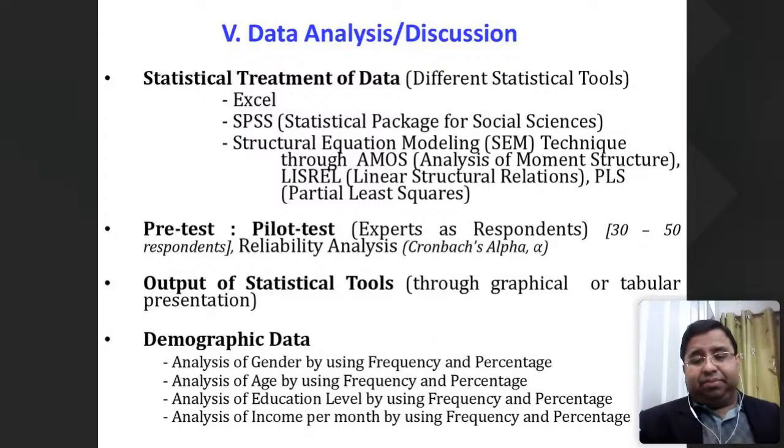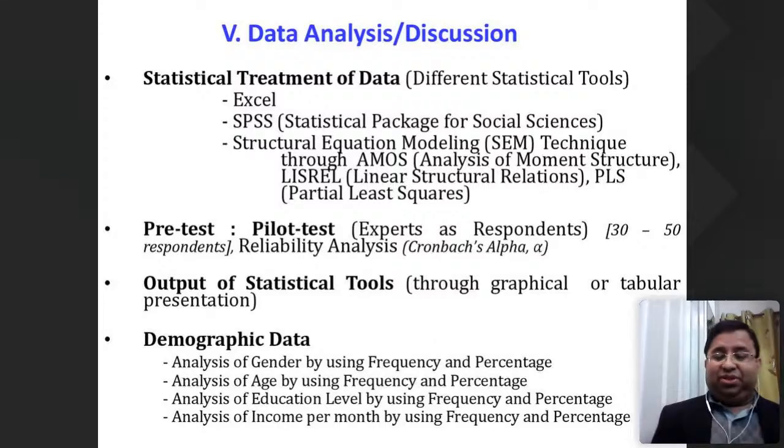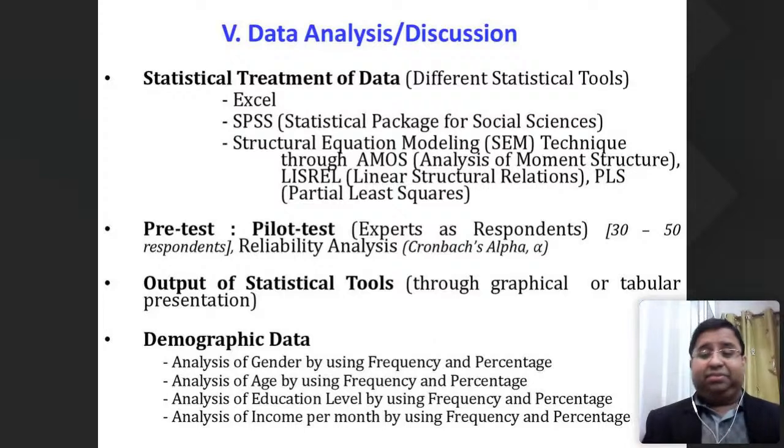This is basically the data analysis and discussion part. I already mentioned that if you use secondary data, like conference proceedings, journals, book chapters, then you just write the discussion, no data analysis. But if you do a survey and analyze it on SPSS, or maybe structural equation modeling, using different techniques like AMOS, LISREL, PLS, something like that, then you have to do the data analysis part. So the data analysis part depends on whether you apply primary data or secondary data. If it is only secondary data, just discussion. If primary data, then you have to apply the data analysis.